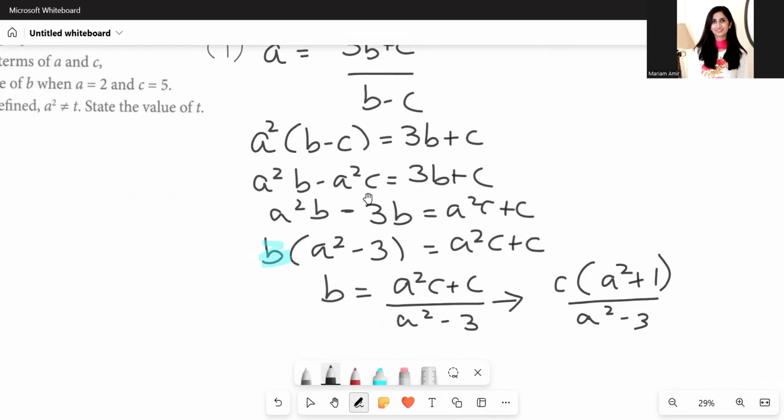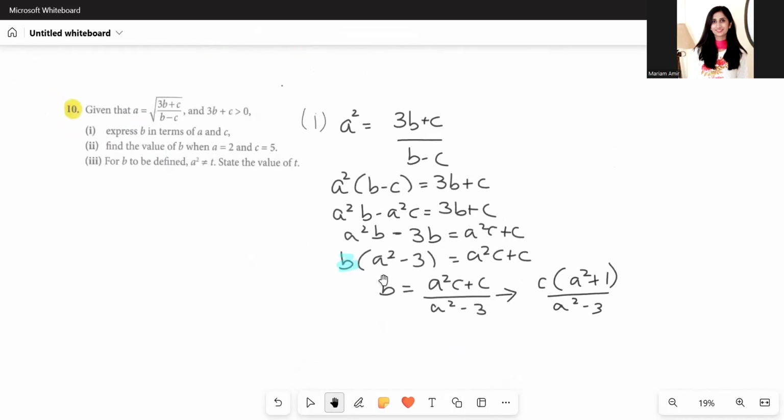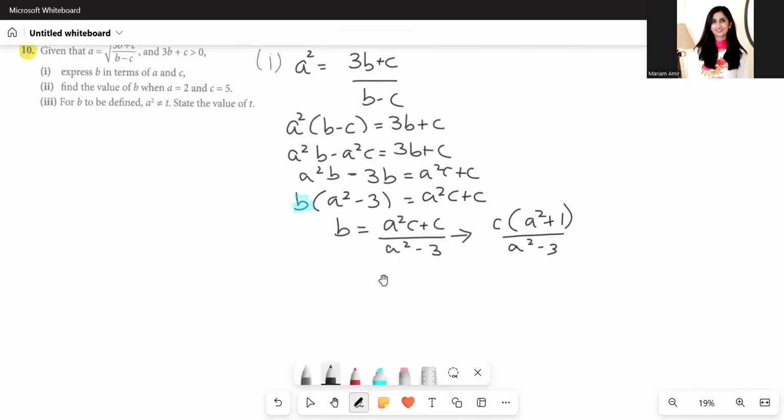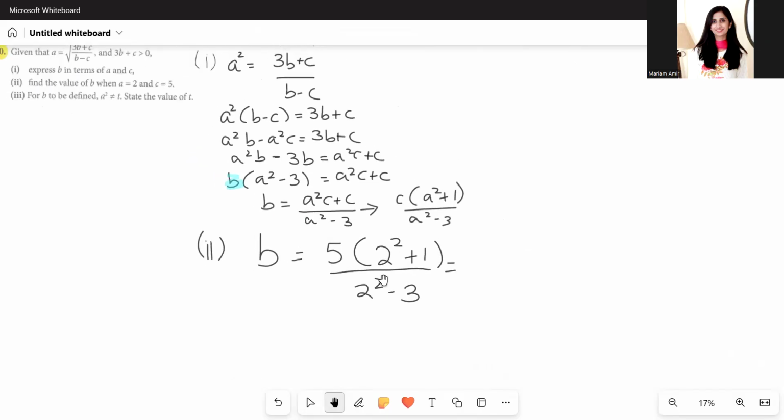Okay, but this is physics. All right. Part 2. Part 2 is find the value of B when A is 2 and C is 5. Now all we need to do is substitute the values. So find B when C is 5. So we replace C with 5 and A is 2. So we replace A with 2. Okay. Enter this in, even this is a non-calculator question, by the way.